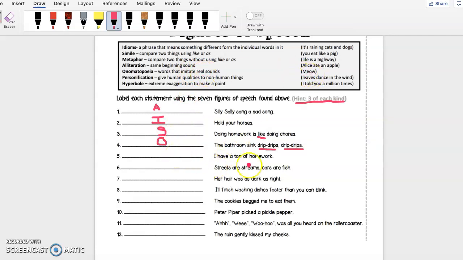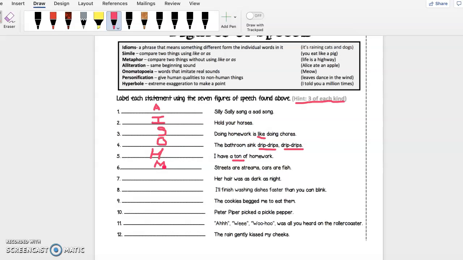I have a ton of homework. So we know that, first of all, a ton weighs 1,000 pounds. We can't have a ton of homework. That's just an exaggeration saying that you have a lot of homework, which is a hyperbole. Okay. Number six, streets are streams, cars are fish. So they're comparing streets to streams and cars to fish without using like or as. So this is a metaphor.